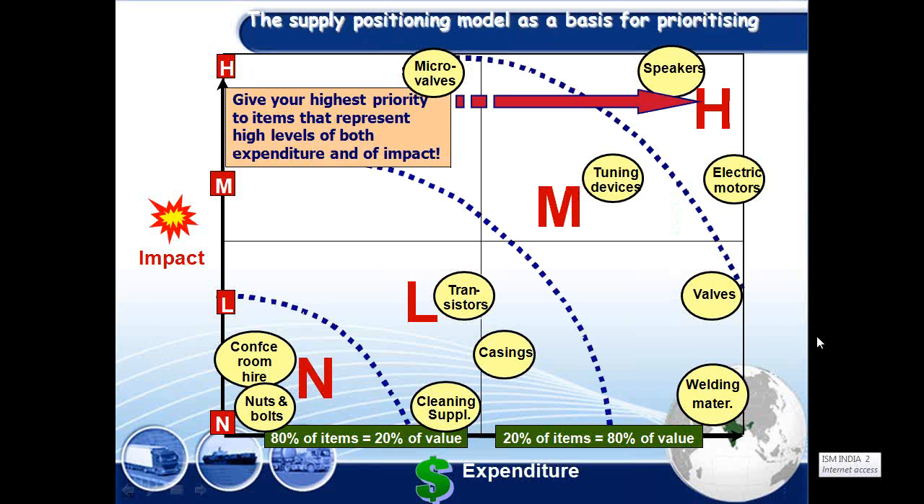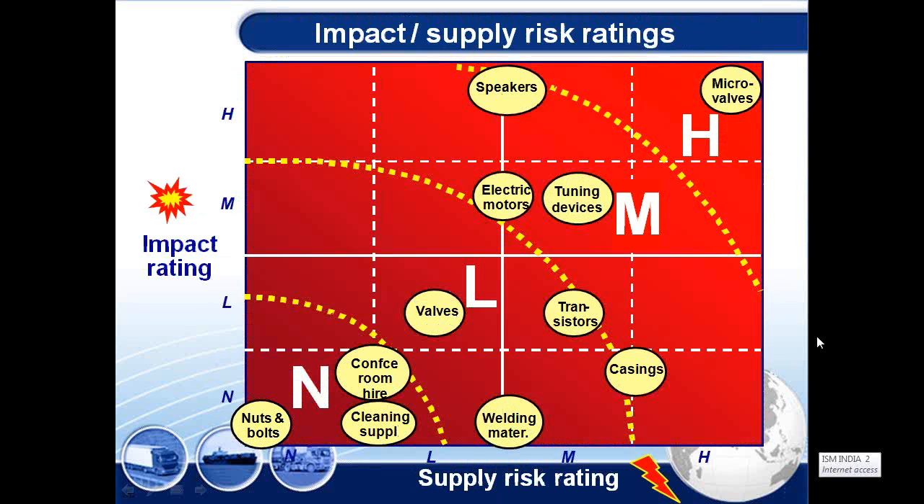Now here you can see you give your highest priority to the items. Obviously if you are the boss, you will say, guys, the speaker is coming under the H category. I must put highest priority because, first, it has a bigger impact on my sales. If speakers are good quality, it will have a bigger impact on the sales. And on the cost side, the expenditure side, it's a high value item. And being a high value item with a big impact on sales, you need to put a lot of focus on this.